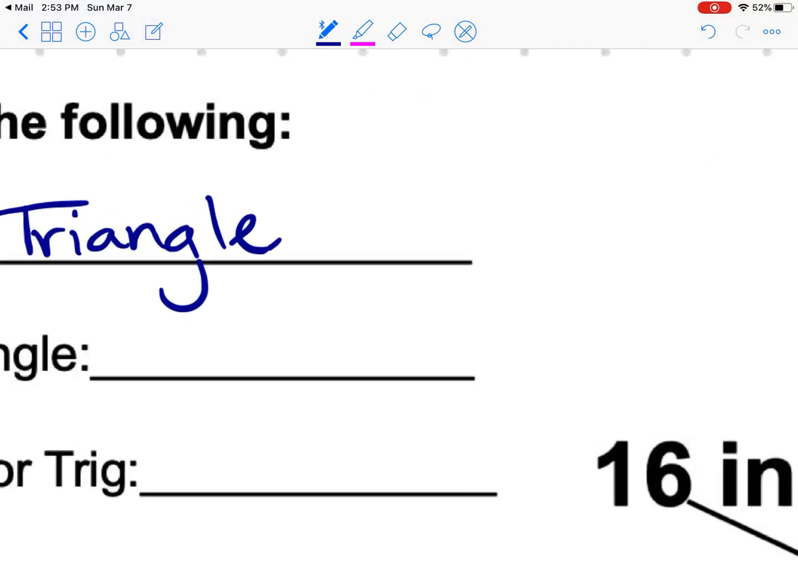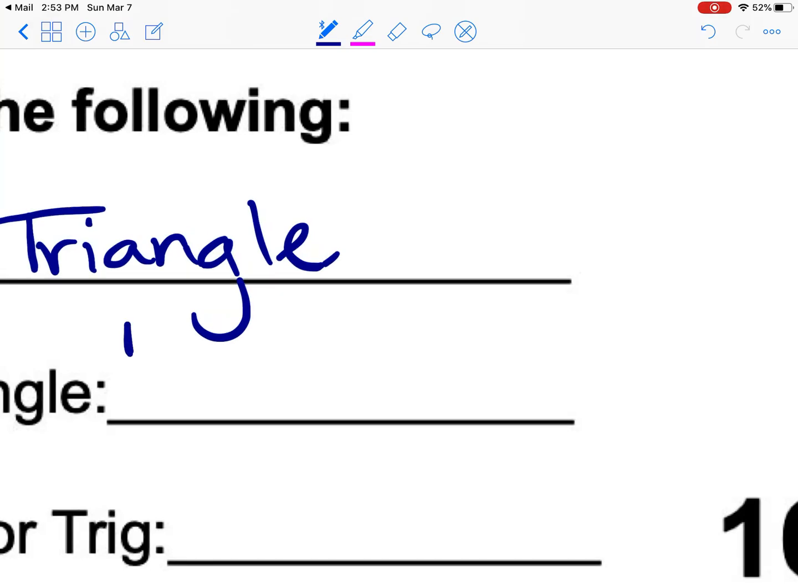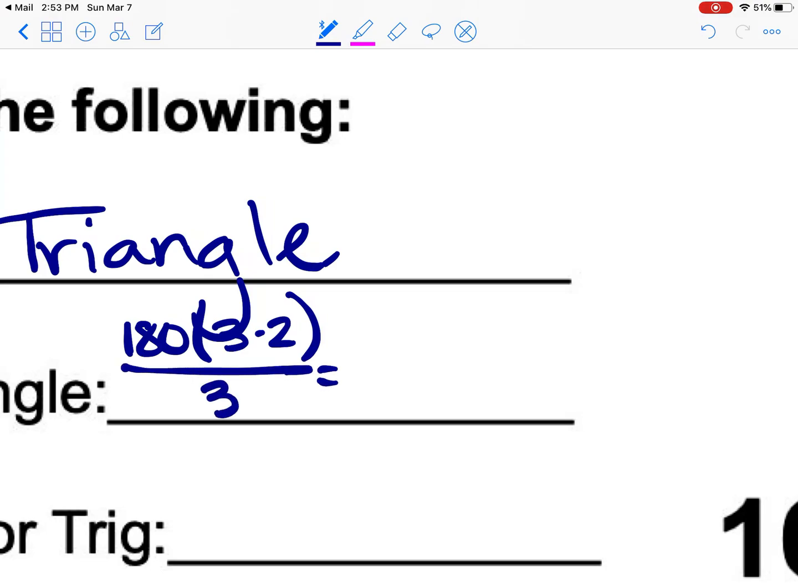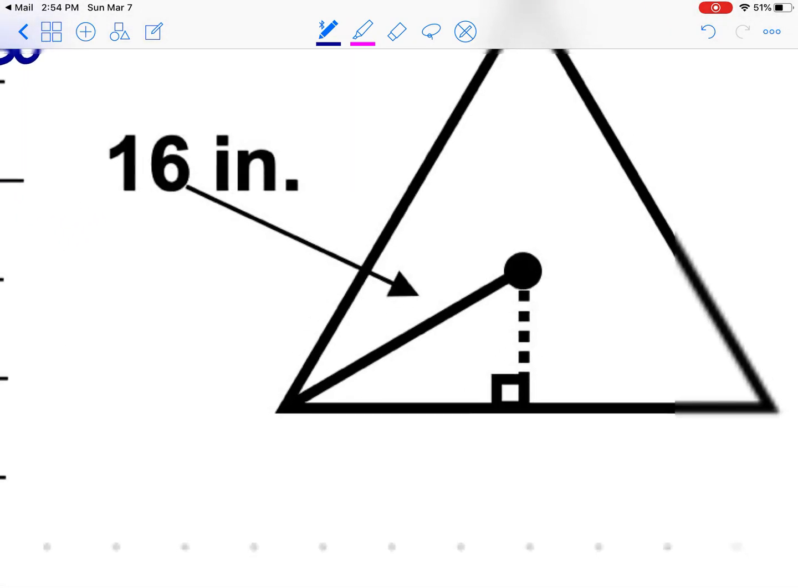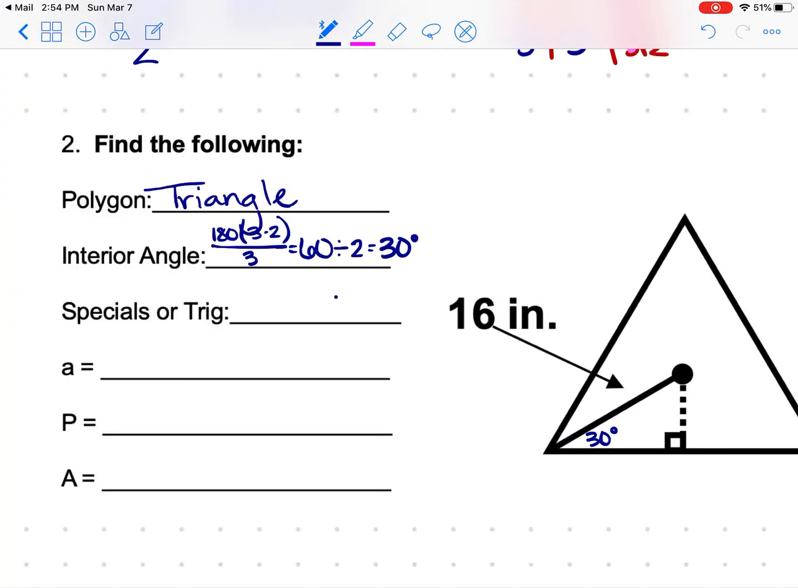Okay, for our interior angle, we know that we're going to say 180. It's a triangle, so 3 minus 2 divided by 3. So 180 times 1 divided by 3 gives me 60. But remember, 60 is the whole angle and the radius bisects it, so we have to cut it in half, which gives me 30 degrees. So if I go here to my picture, I know that 30 degrees goes right here. And so the next question is, is it a special right triangle or trig? Well, we have a 30, so we know that we're going to use 30, 60, 90.